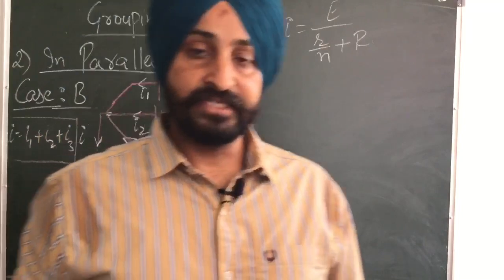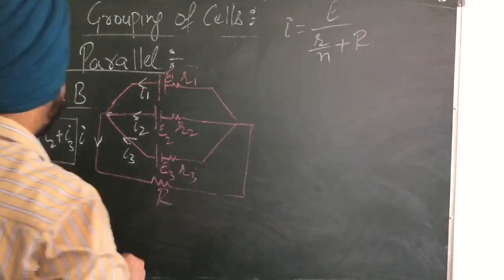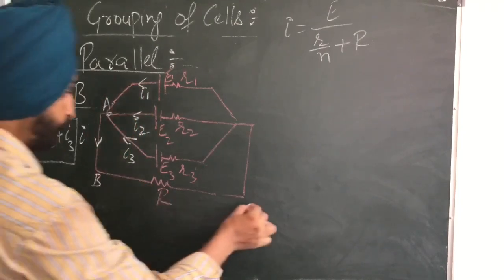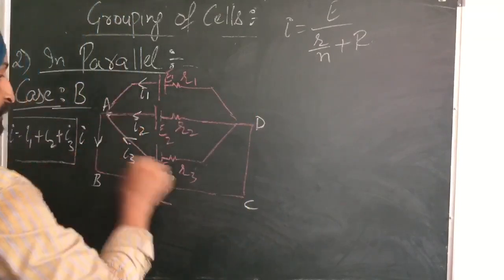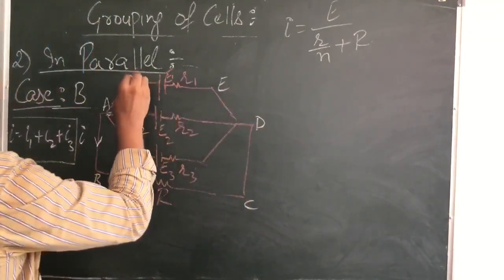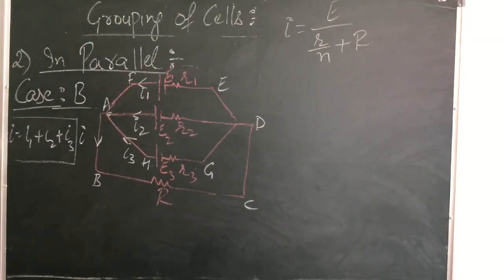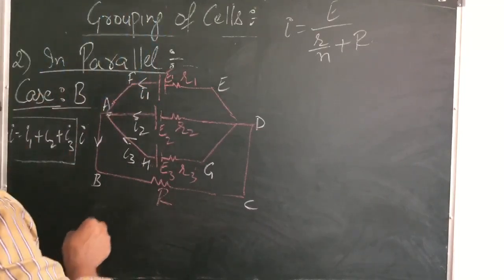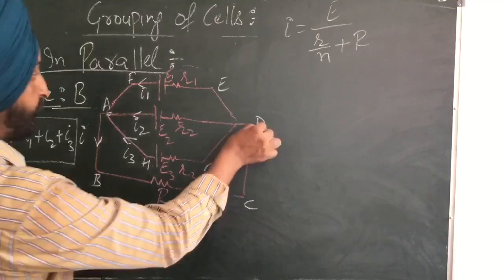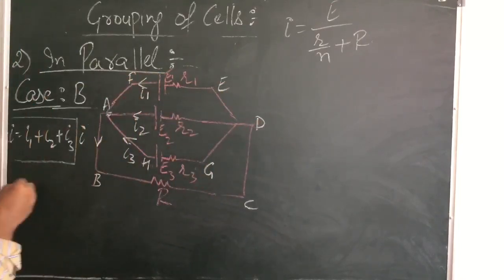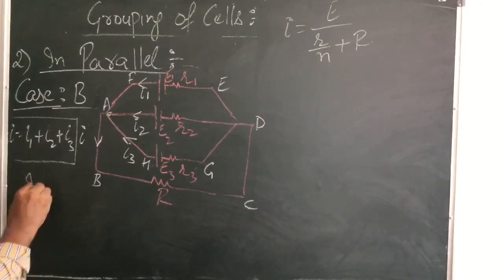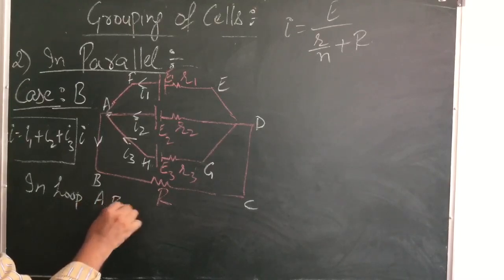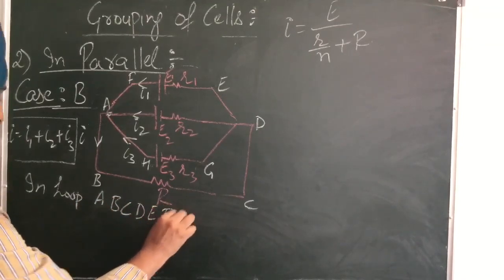Now I will apply Kirchhoff's law over here. To apply Kirchhoff's law, I will name these points A, B, C, D, E, F. Now I will apply Kirchhoff's law in these different closed loops. Firstly, I will apply Kirchhoff's rule in the closed loop A, B, C, D, E, F, A.